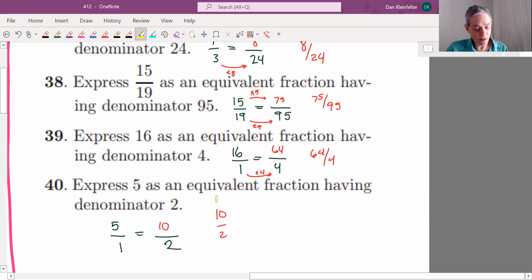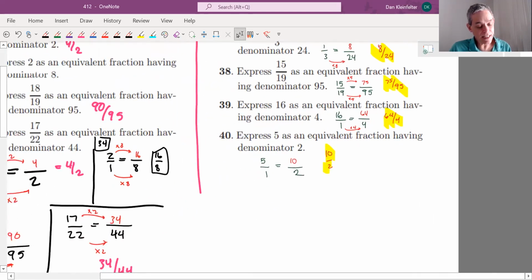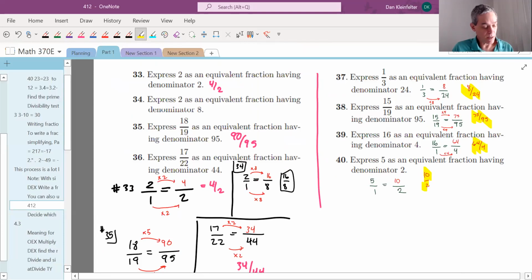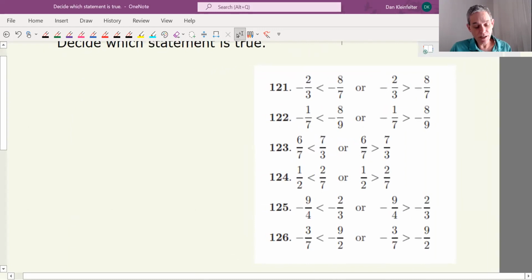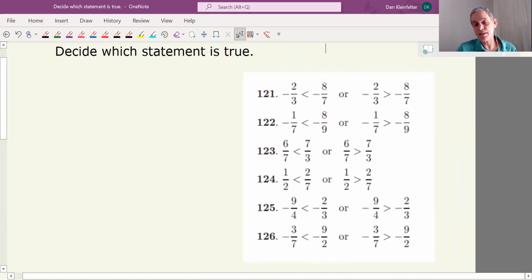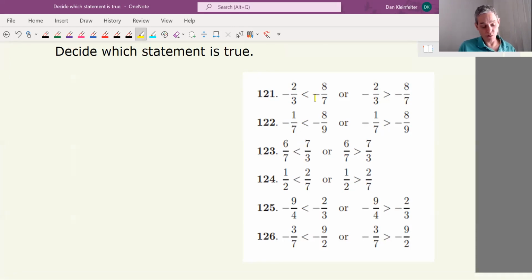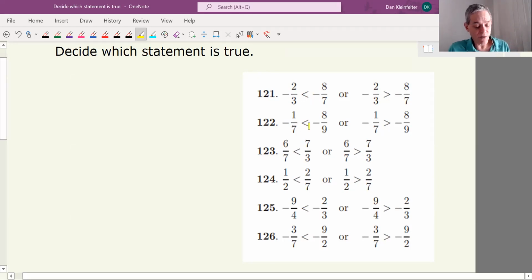Okay, so that takes us to the end of these couple examples on building up fractions. And then our next set of examples, we're going to focus on comparing fractions. So here, each of these statements is paired. So we have one less than and one greater than version for each. And so we're going to try these and decide which one is true. So these first ones involve some negatives. So I'm going to hold off on those two, and we'll do number 123 first.